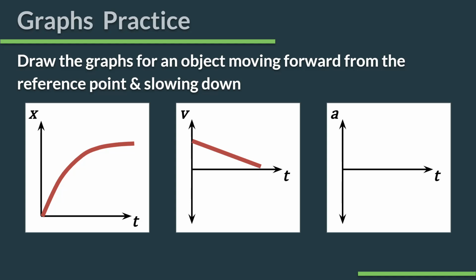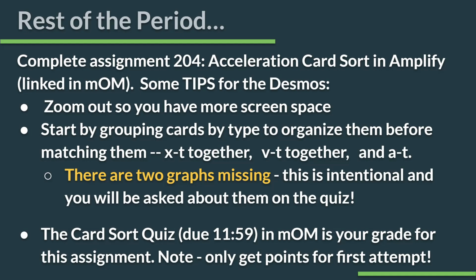Last one is AT. Again, for your acceleration time graph, look at the slope of your VT graph. Is that slope positive, negative, or 0? Negative. So you need to have a negative acceleration. Okay, if you can draw them, you should be able to match them, and that's what you're doing right now.